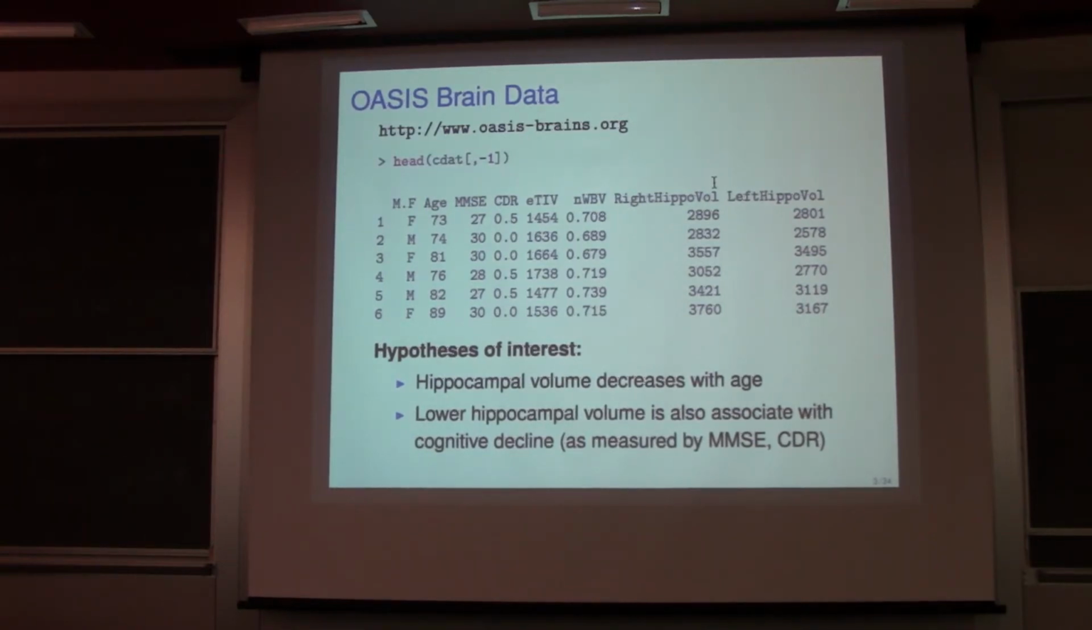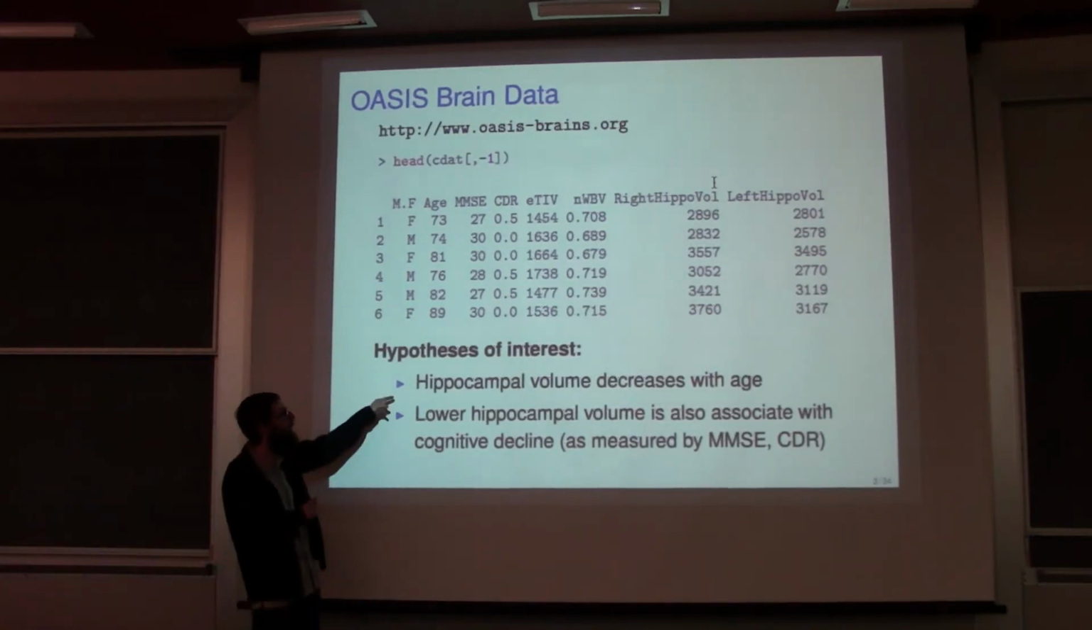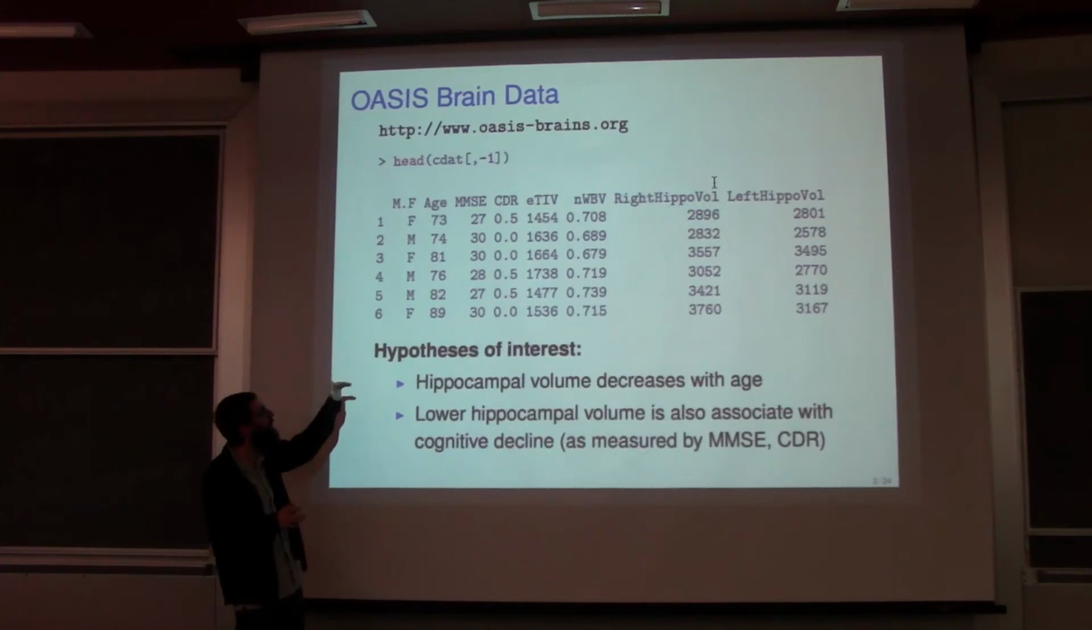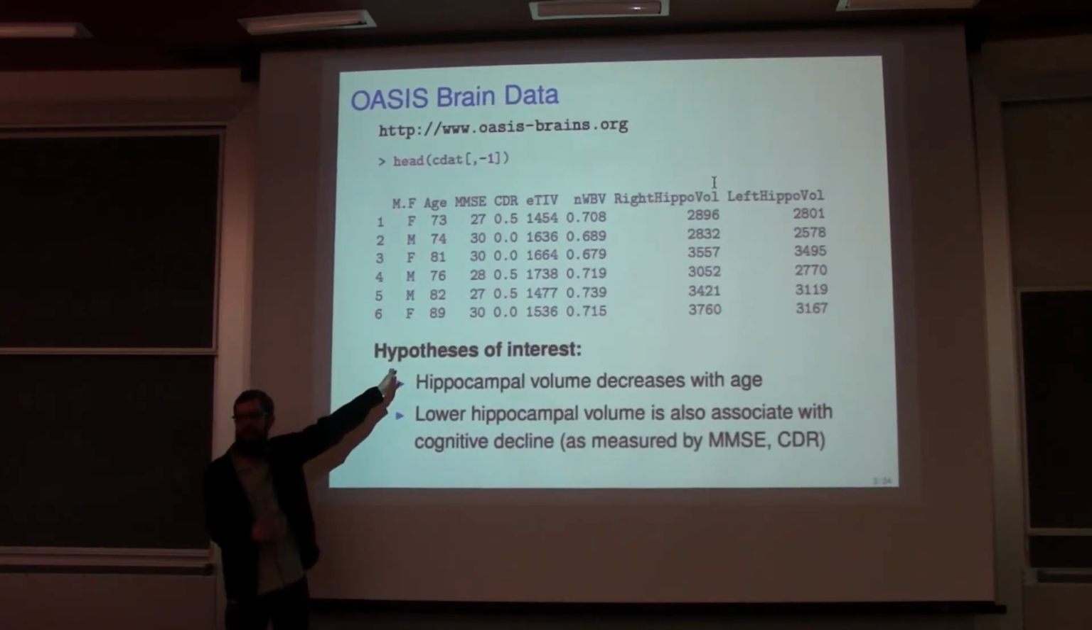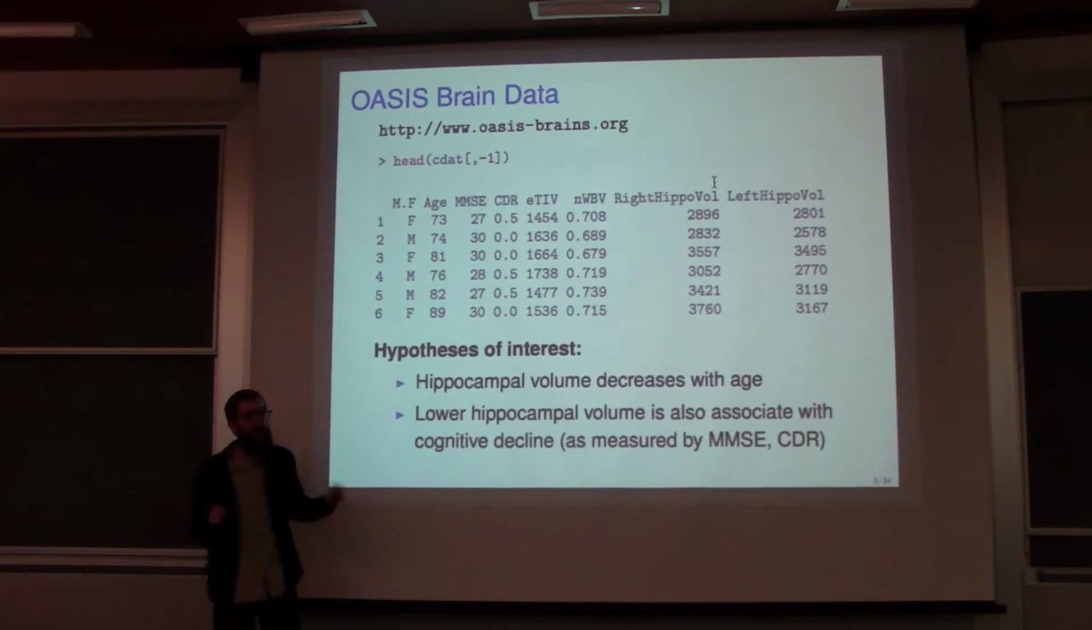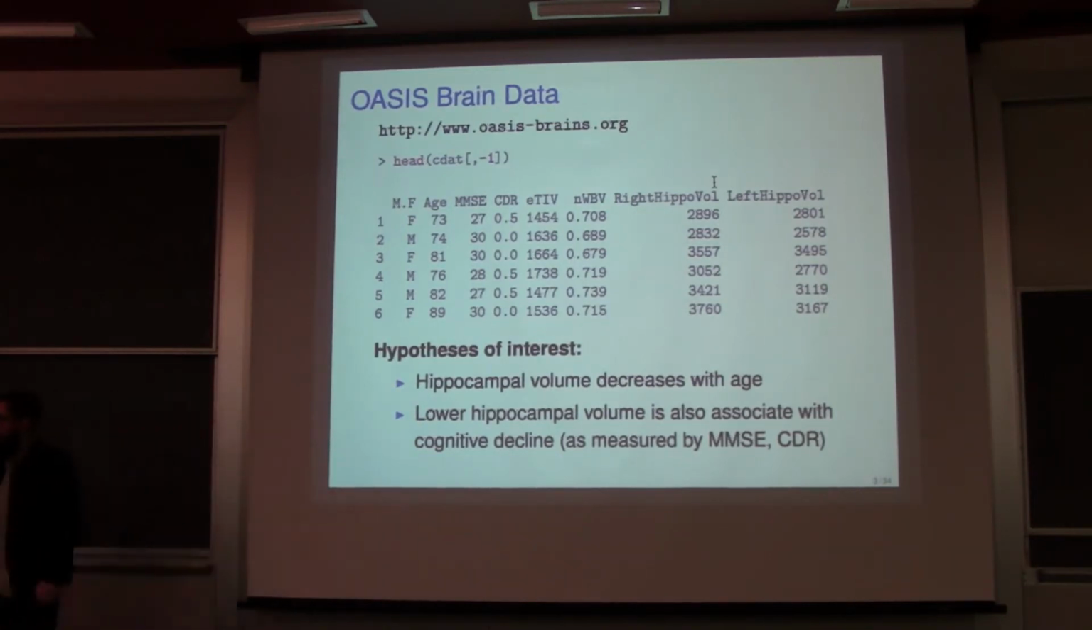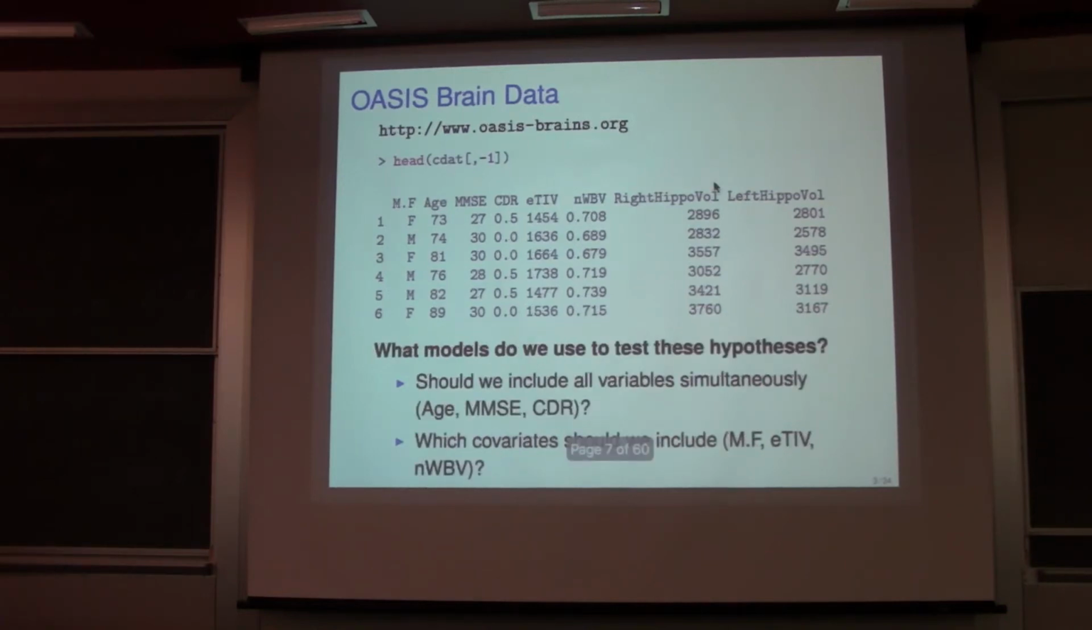Now, the problem is that if I want to know, does hippocampal volume decrease with age? Well, that's easy. I just do linear regression of hippocampal volume versus age as my x variable, and I'm done, right? And the problem with that, we're going to see, is that it's not that simple when I have other variables that might explain the hippocampal volume, okay?